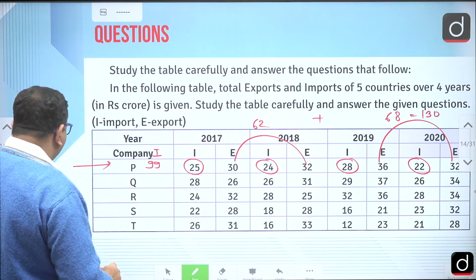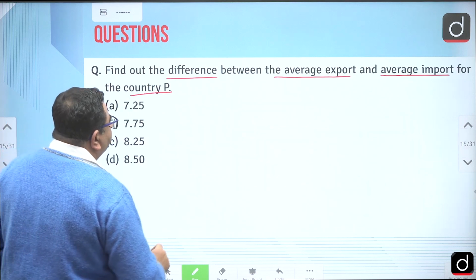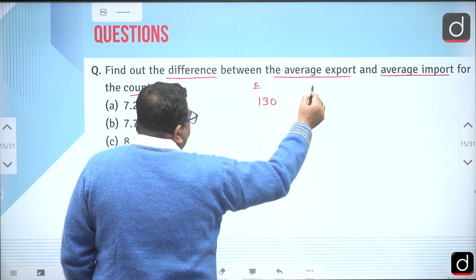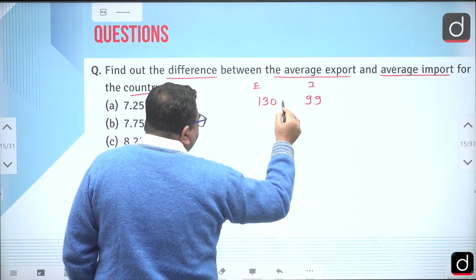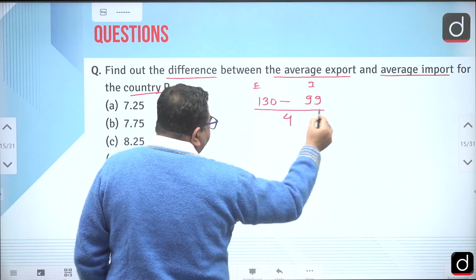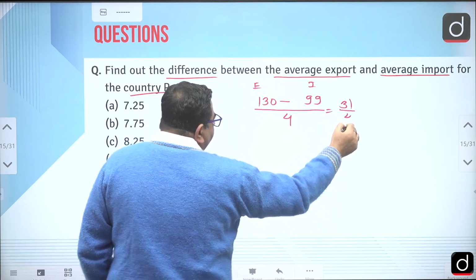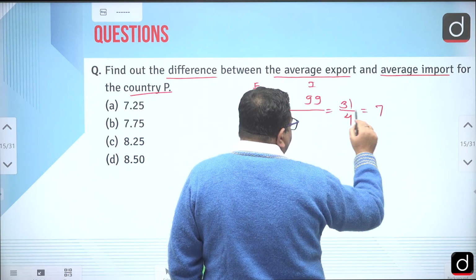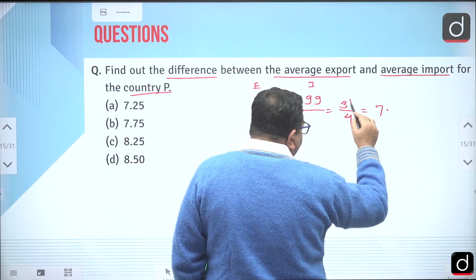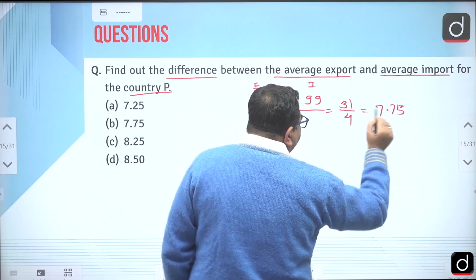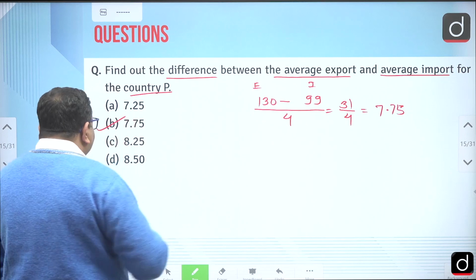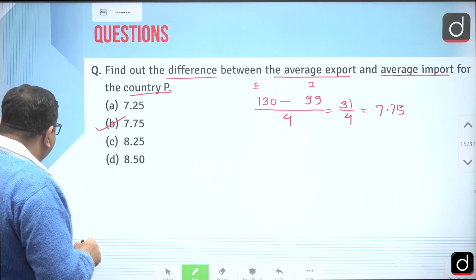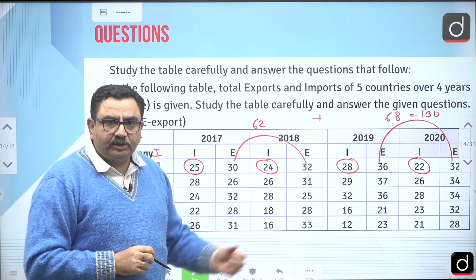So 130 and 99, these are the values. So total export is 130, total import is 99, right? We can have the difference and we can divide it by 4. So 31 by 4 will be the average. So that is 7.3 by 4. 3 by 4 is 0.75. So my answer is 7.75.